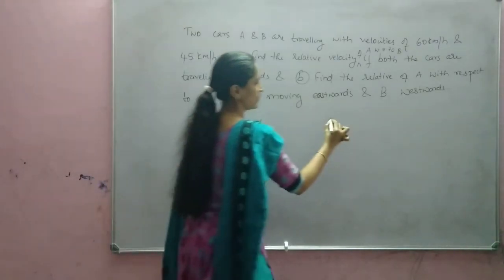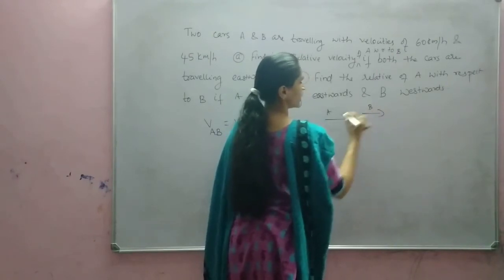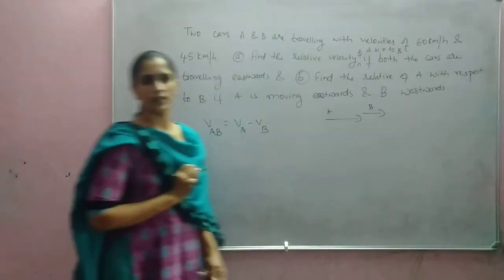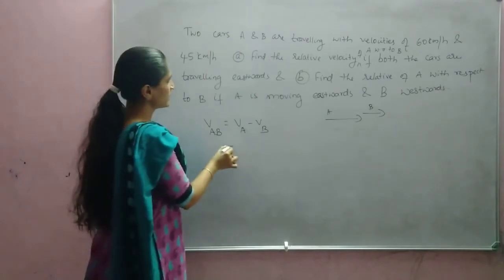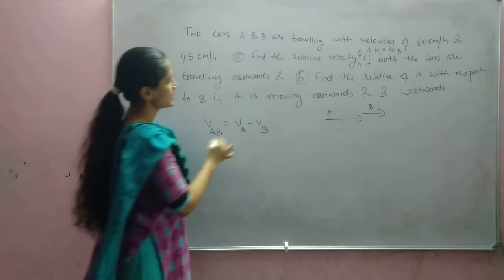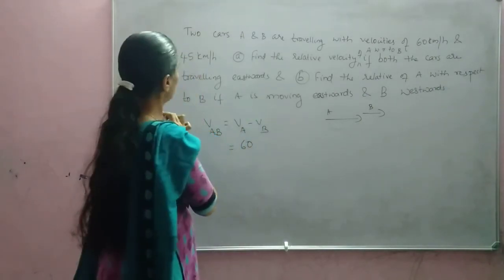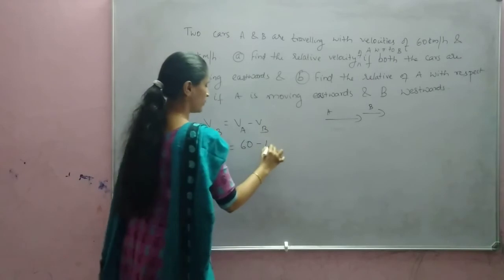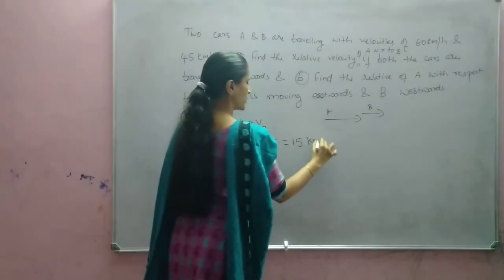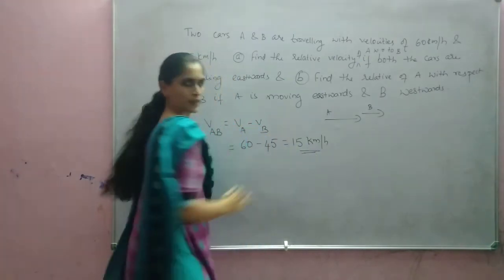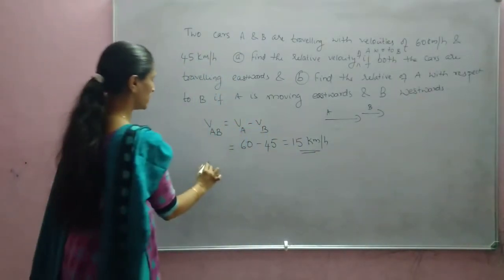Here it is given. A is moving in this direction. B is also moving in the same direction. So it will be VA minus VB. What is VA? VA is 60. And what is VB? VB is 45. So you will get 15, unit is kilometer per hour. Now find the relative velocity of A with respect to B itself.